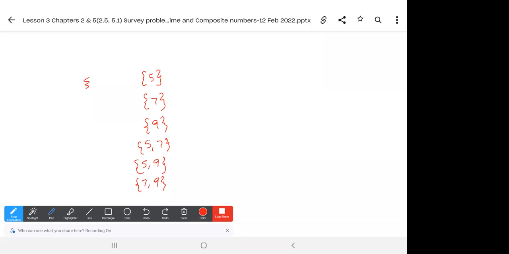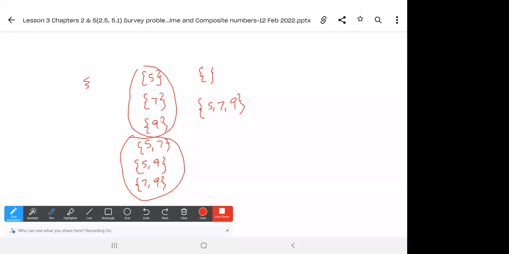Okay. So these are the ones with one member. These are the ones with 2 members, and then the empty set, and then the set with all the members, which should be 5, 7, and 9. So altogether you have 1, 2, 3, 4, 5, 6, 7, 8. So there are 8 subsets. So anytime you have a set with 3 members, you should be able to get 8 subsets.